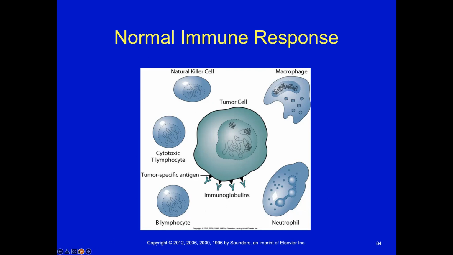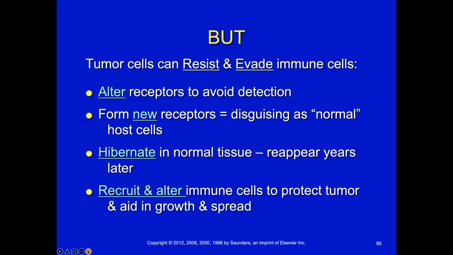So the important thing is that you have a good, strong immune system and a tumor cell that can't evade the process. But some of them can, and they have developed ways to resist and evade the immune cells. So one way is that they will alter their receptors to avoid detection. They can also form new receptors, and that will disguise the cancerous cell as looking like a normal host cell. They can also hibernate in normal tissue and then reappear years later. So this is where you see these relapses occurring.